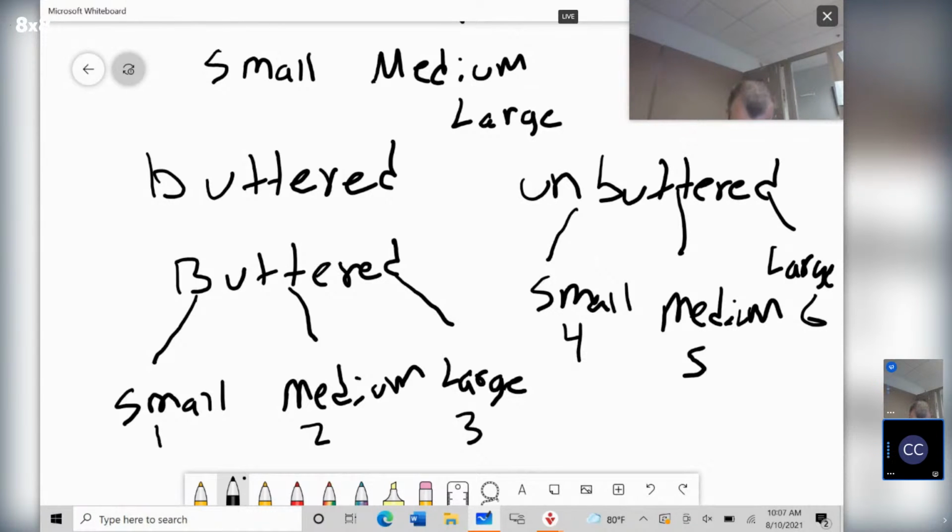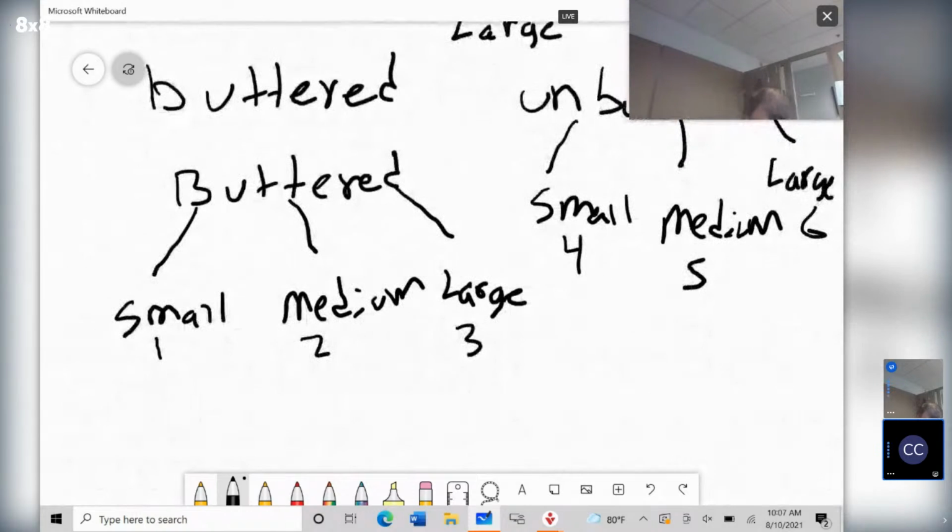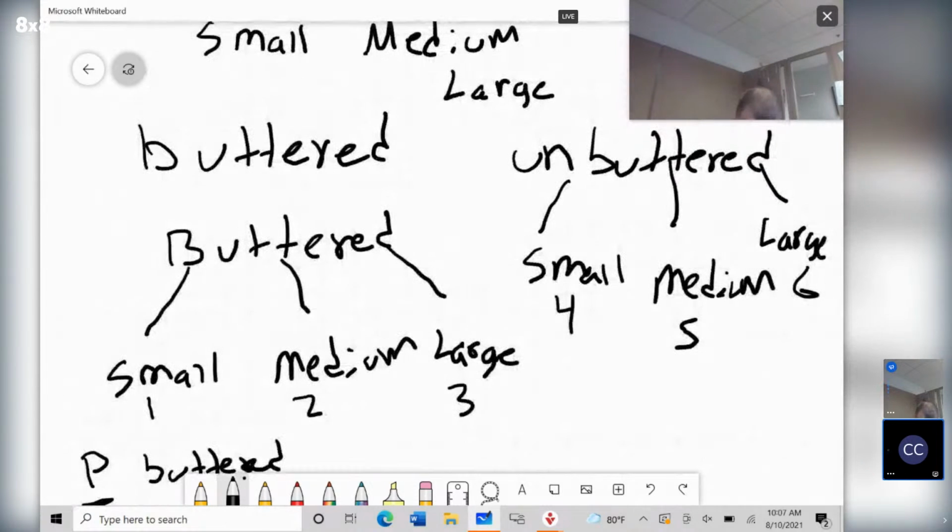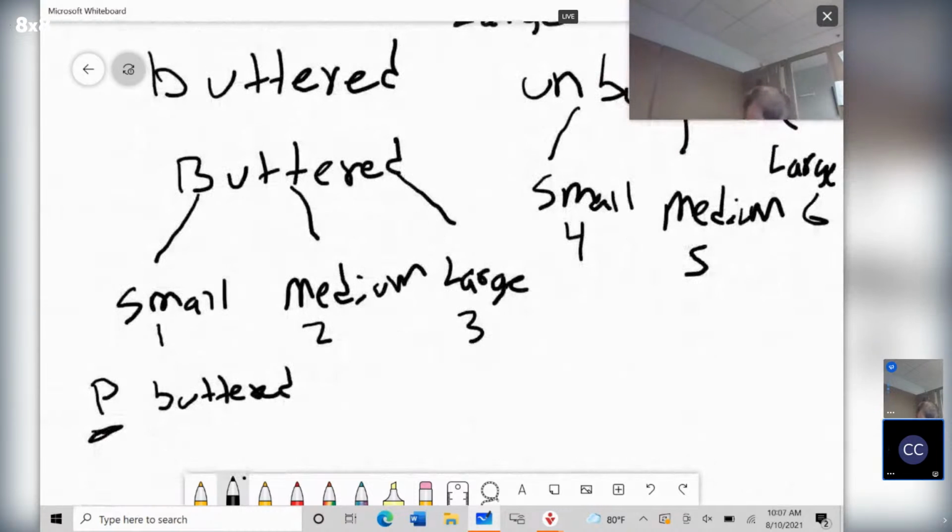So if I ask you, what is the probability, once again, P is going to stand for probability, of getting buttered popcorn? Well, there's 6 total options, and how many are buttered? 3. So the probability of buttered would be 3 out of 6, or if we reduce that, it's 1/2.